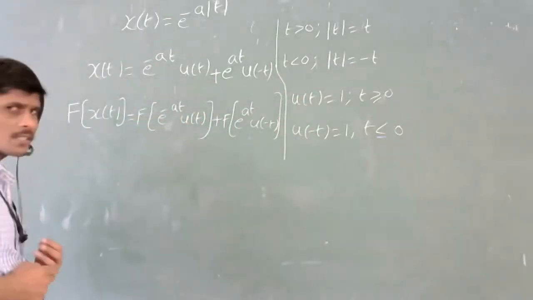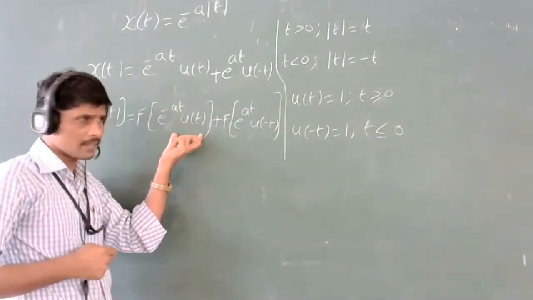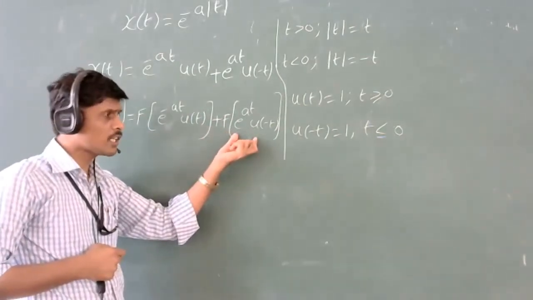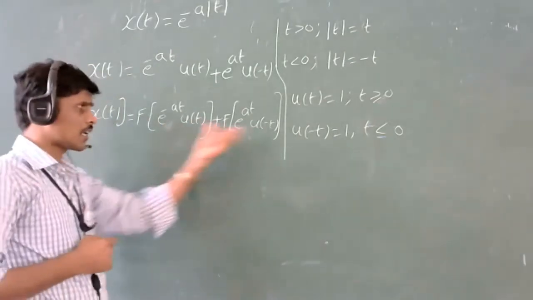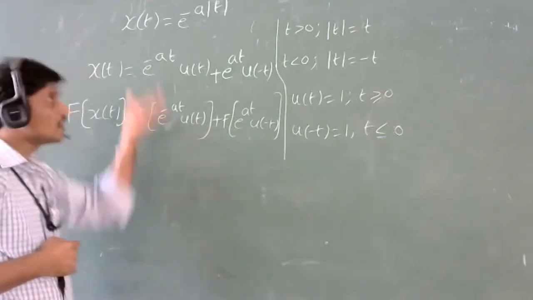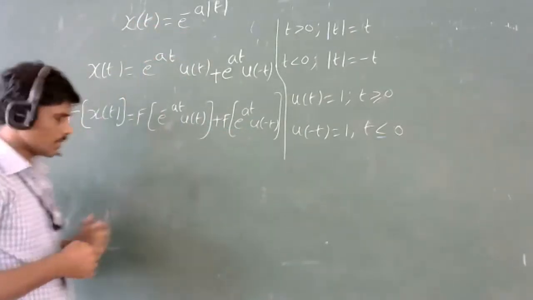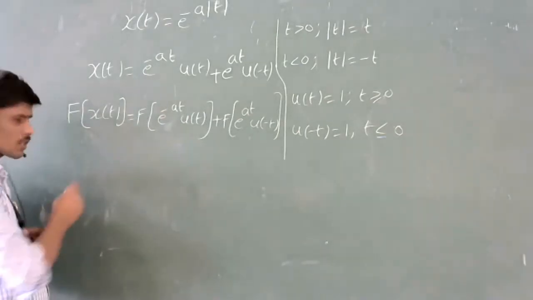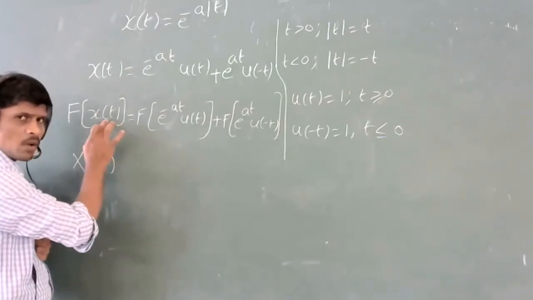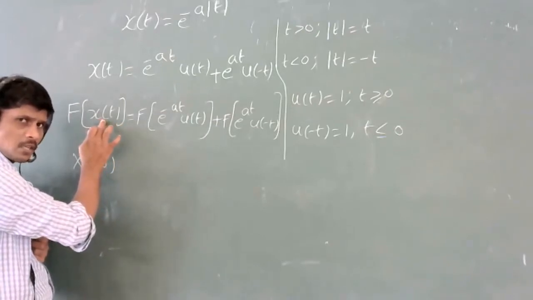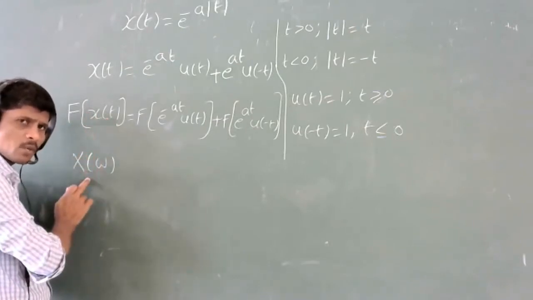In previous topics, the Fourier transform of e power minus at u of t was already calculated, and the Fourier transform of e power at u of minus t was also calculated, as individual problems. Now here, for the double-sided exponential signal, combining those two, the Fourier transform of x of t is x of omega. And this x of t, in small letter, is the time domain representation.